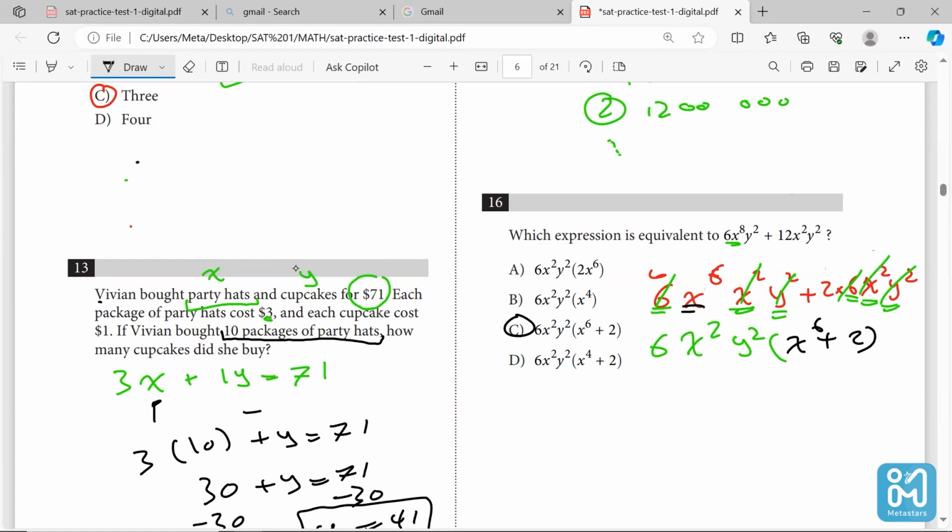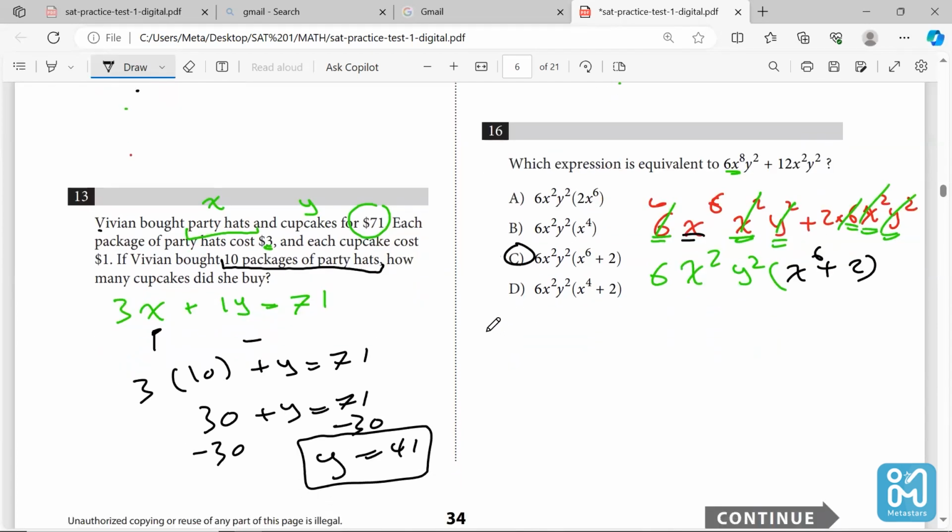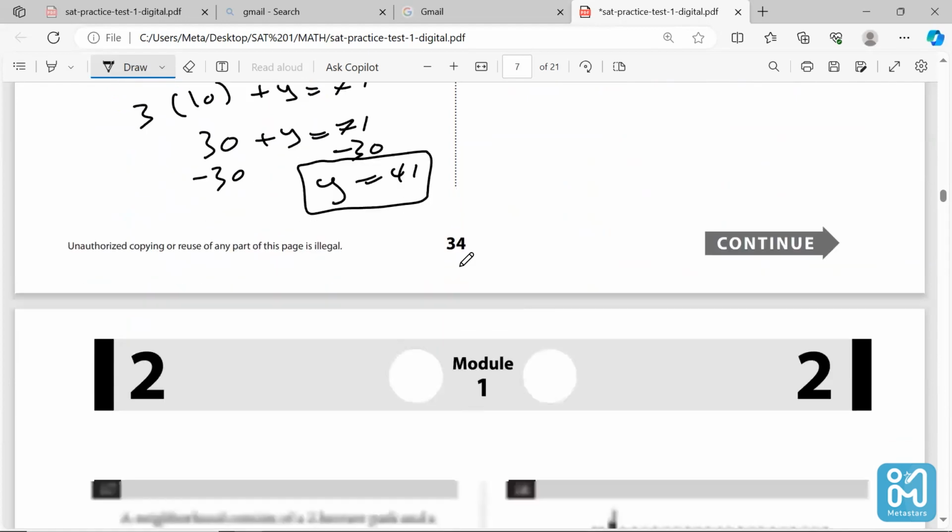Clear like that? Any question? Okay. I'm done with this question. Let's see another question here.